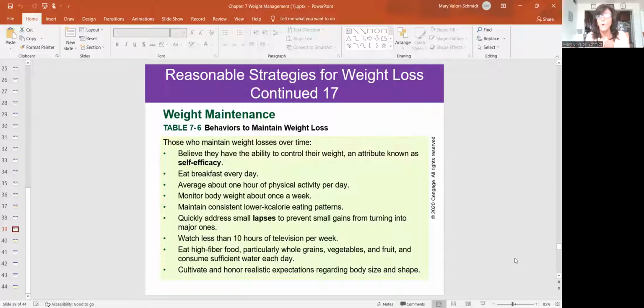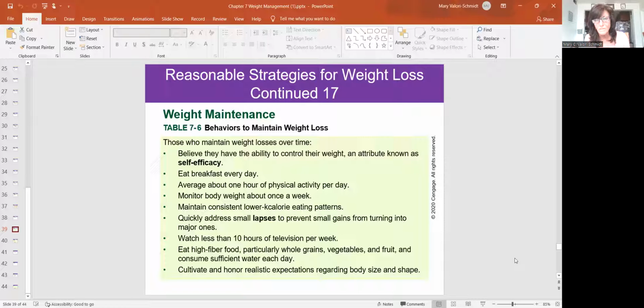Monitor the weight once a week. Don't get on the scale every day. That's not going to give you an appropriate look at what your weight really is. Maintain those consistent eating patterns. If you do have a lapse, don't beat yourself up about it. Just say, all right, that's not going to happen again. And don't make a little problem turn into a big one. Don't sit and watch TV for more than 10 hours a week, right?